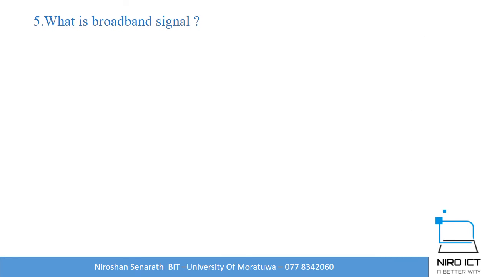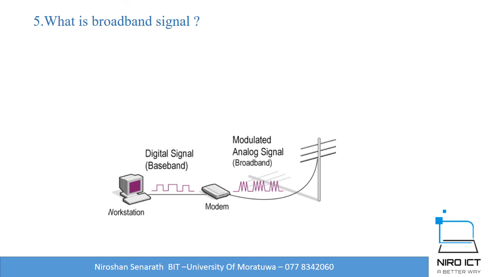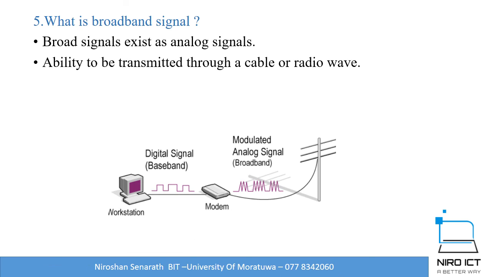Let's learn something about broadband signals. What is broadband? You can clear it up by using this diagram. Here you can see first the digital signal. So what is a baseband signal? If you are talking about a digital signal, we can call those types of signals baseband signals. What are broadband signals? That means analog signals simply. Broadband signals exist as analog signals. That is why we call those types of signals broadband signals.